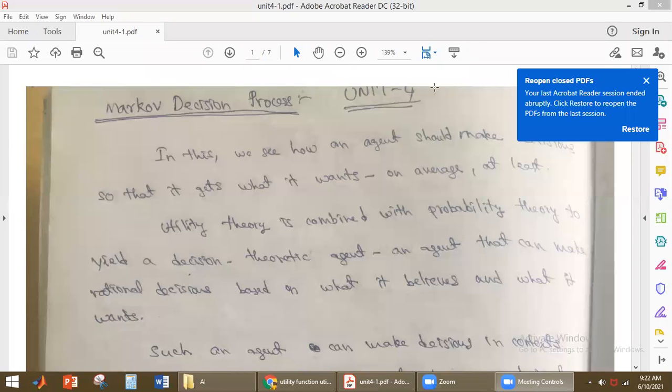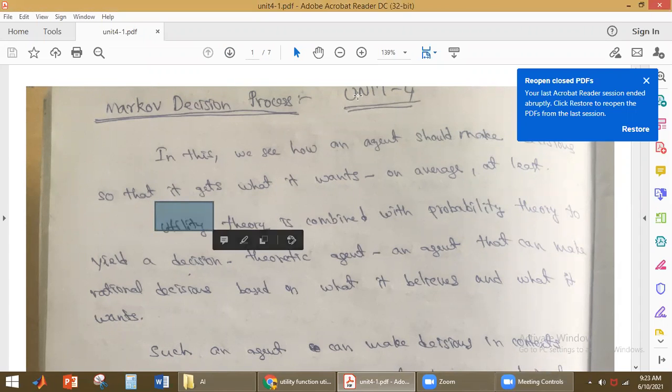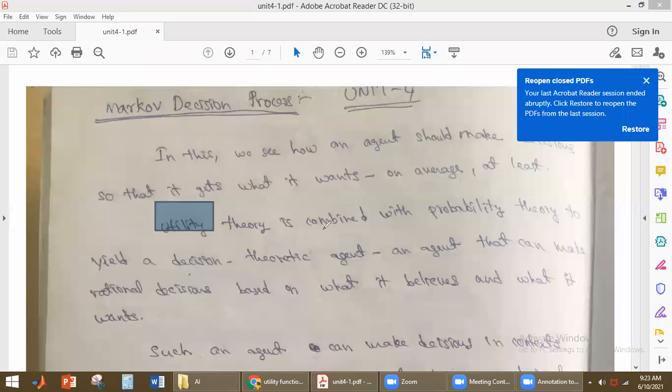So in Markov decision process, we will be discussing how the agent will make decisions so that it will get whatever it wants. How will the agent take decisions here so that it gets whatever it wants? Here, the decision theoretic agent depends upon utility theory and probability theory. These two will be combined here, students, to take the decisions.